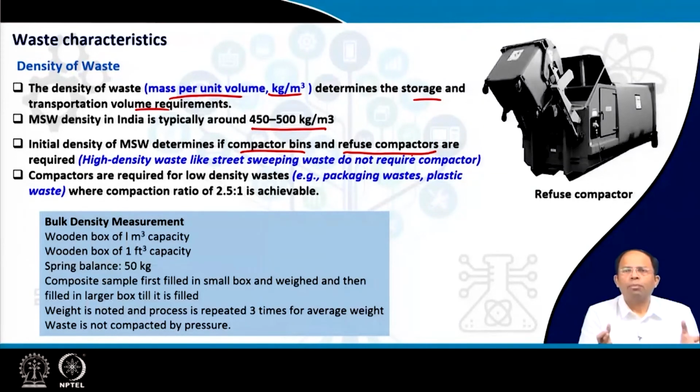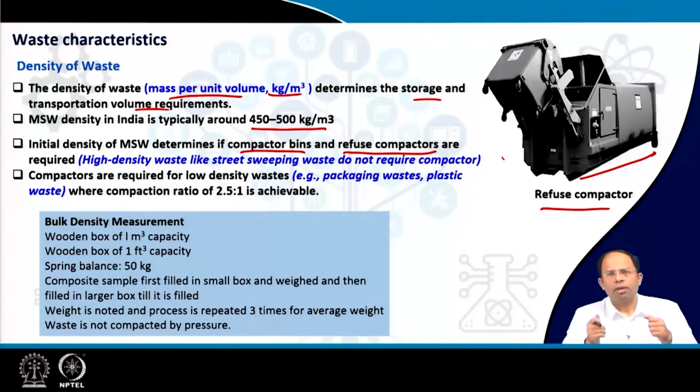Otherwise we would require more trips to transport the same weight of waste. You can see this in this particular image. We are showing you a refuse compactor. This is just like a mechanical garbage bin which has a system to lift the garbage and throw it inside, and then there is a compactor inside, a hydraulic press which presses on the garbage. It squeezes the water and the air out of that garbage and makes it more compact, right?